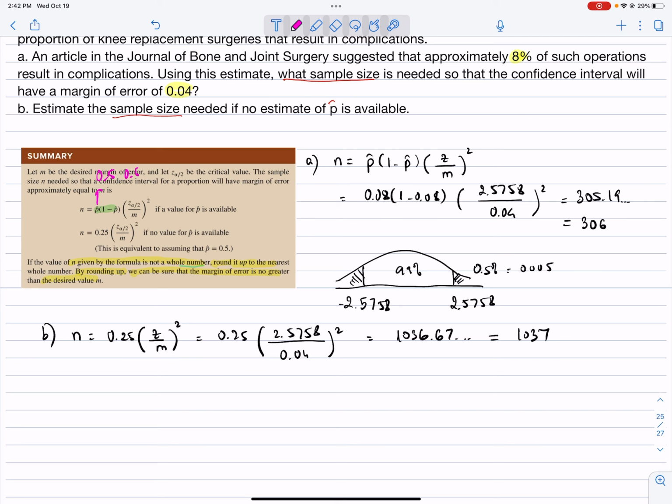And when we don't know p-hat, the number of surgeries that we need to collect is 1037. When we know p-hat, we only need to collect 306. So you can see that when p-hat is not available, we have to collect more, which takes more work and more time.